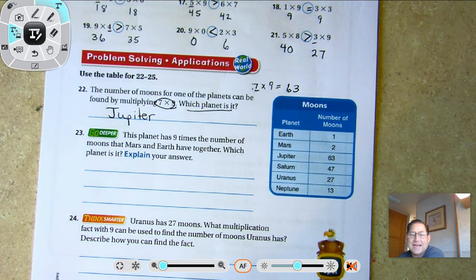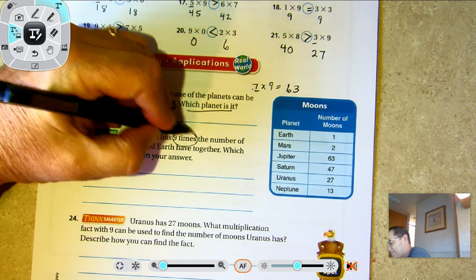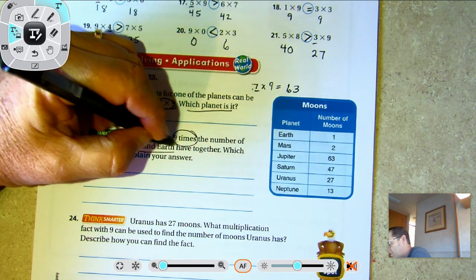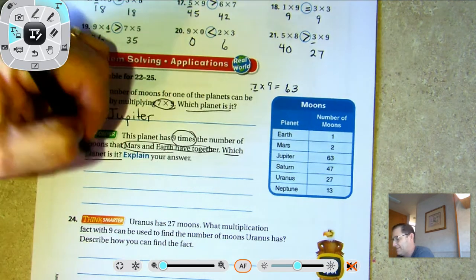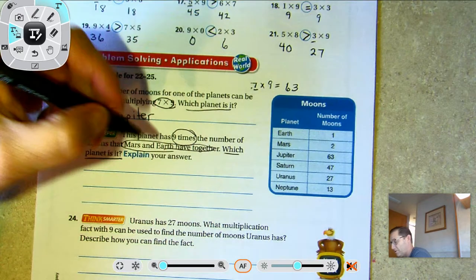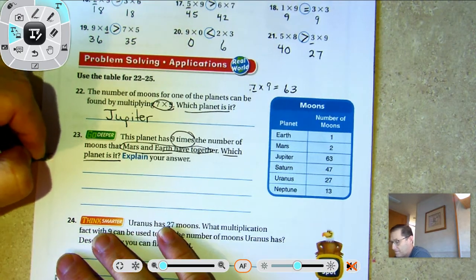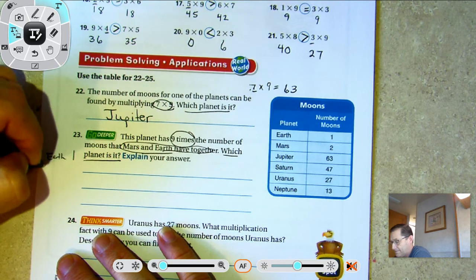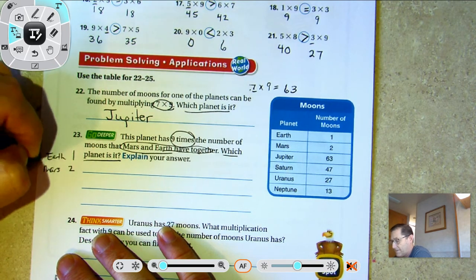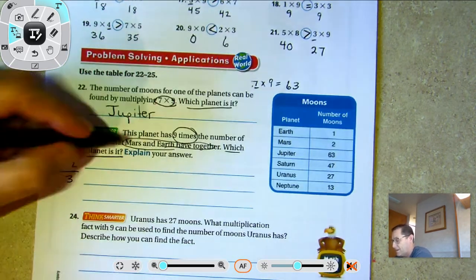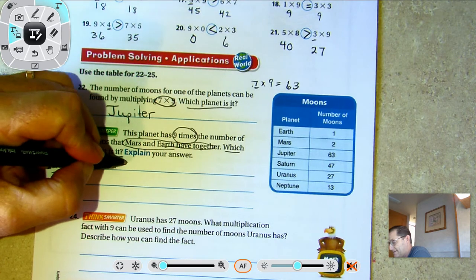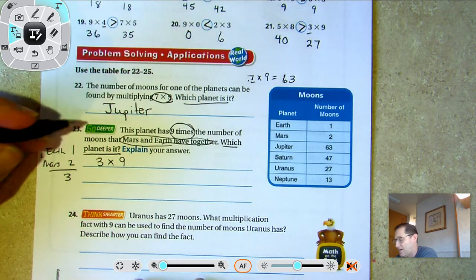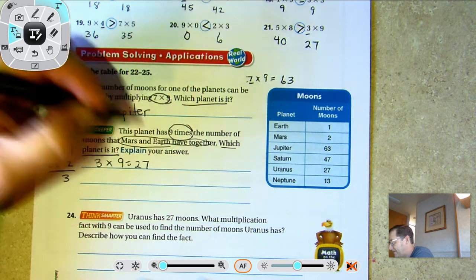This planet has 9 times the number of moons that Mars and Earth have together. Which planet is it? 9 times the number of moons Mars and Earth have together. So Mars and Earth: Earth 1, Mars 2, add those together, we get 3. So this planet is 9 times as much. So that's 27.